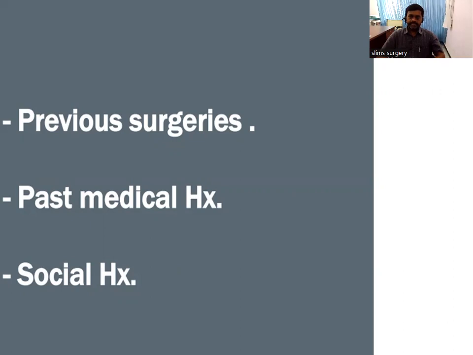Then treatment history: whether the patient had taken any treatment for the present complaint or not. Then drug history. Some patients will be aware of some drug allergies, so that also you can include in the history. So this is about history taking. You should ask about the chief complaint, history of presenting illness, past history, personal history, treatment history, and drug history. If a female patient comes to you with a hernia, then you should ask about the menstrual history also.